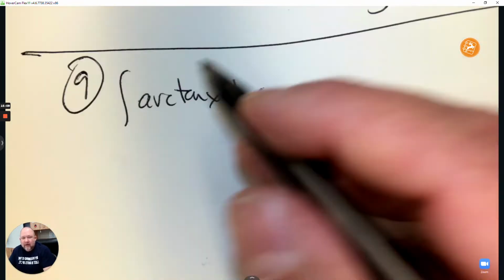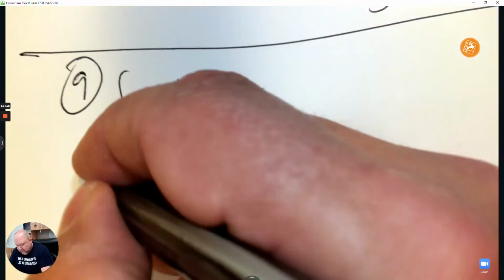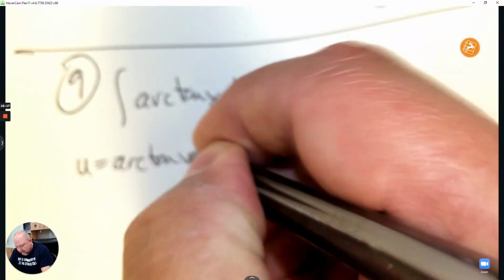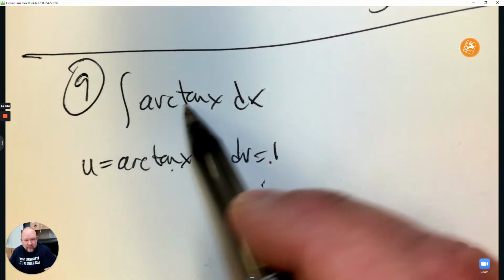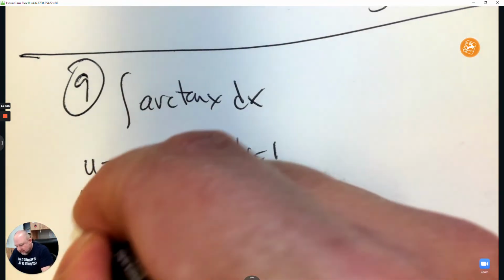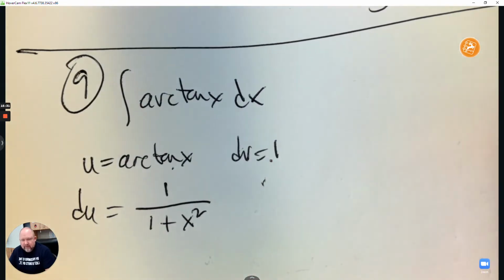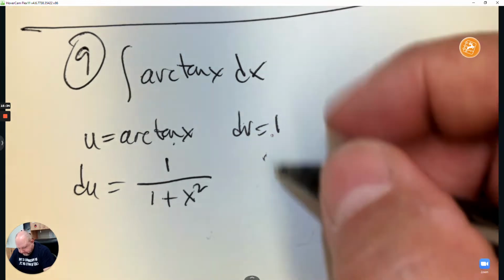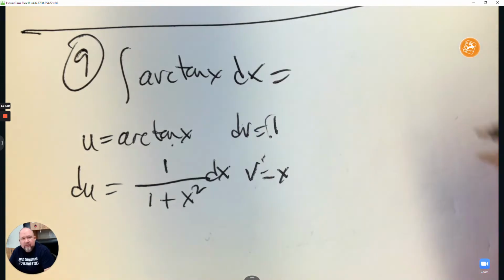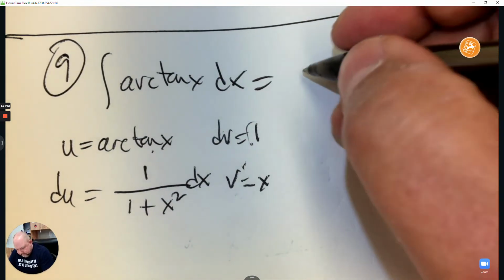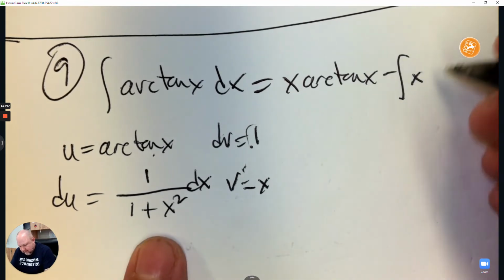All right, so arc tangent x, we don't have an antiderivative rule. We're going to think of this as times 1. So we're going to let u equal arc tangent x, because if we could do the antiderivative of that, then we would just write the answer down. Okay, then the derivative of that is a fraction. It's 1 over 1 plus x squared. That's the rule for the derivative of arctangent. And then integrate 1 and it's x. Oh, we need a dx here. So now we follow the rule. So that's uv minus v du.